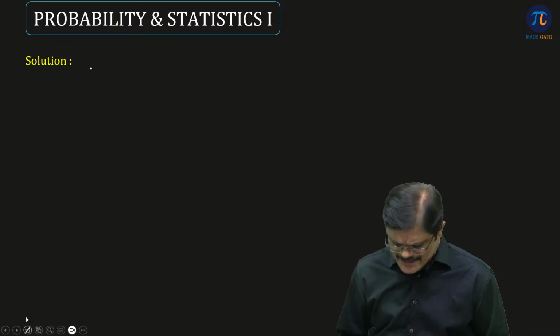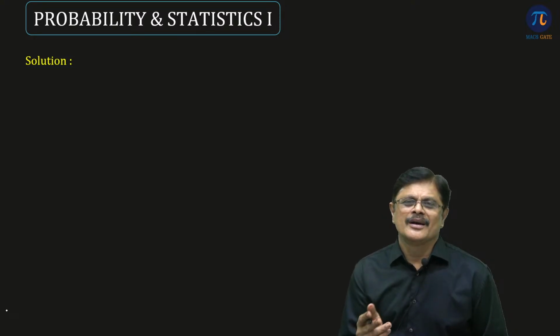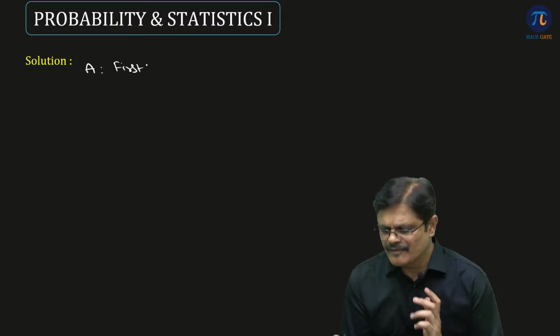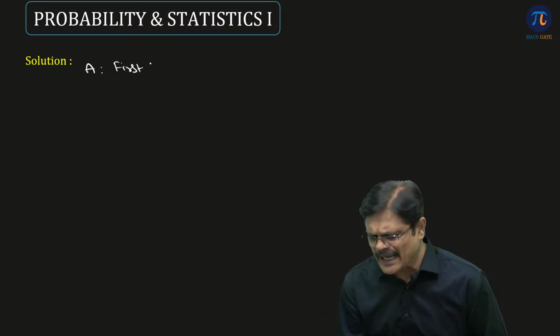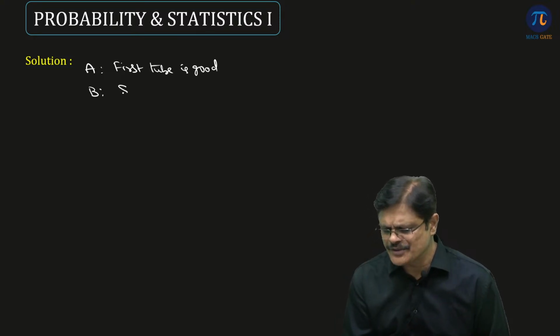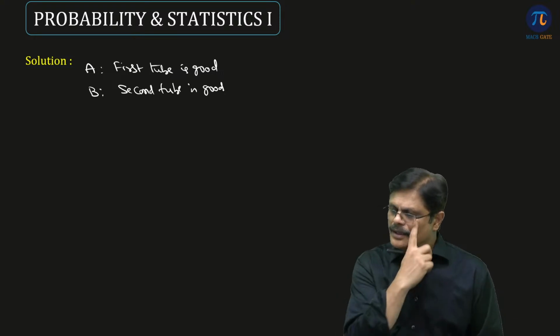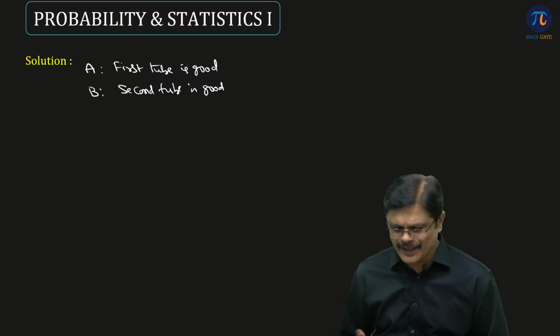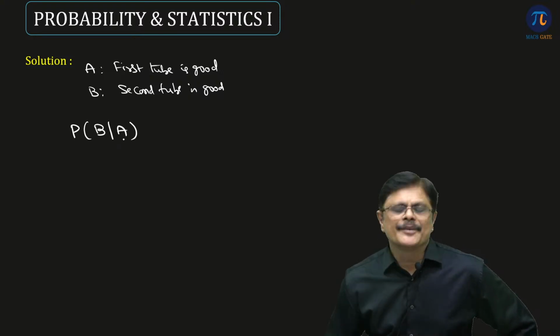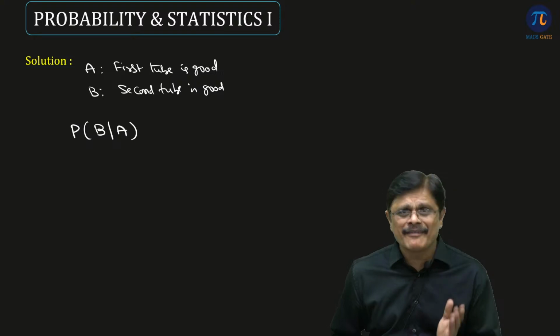See here what has happened, 2 tubes are drawn. Suppose you call the event A as first tube is good. First drawn tube is good, I just call it as A. And B is the event that second tube is good. First tube is good and second tube is good. Now you want probability of B given A, the probability that the second tube is good given that first tube is good.